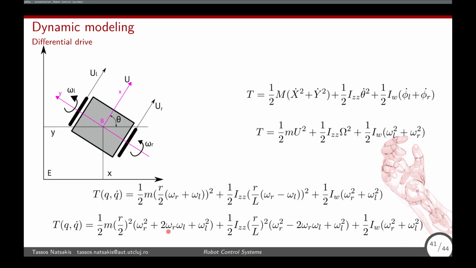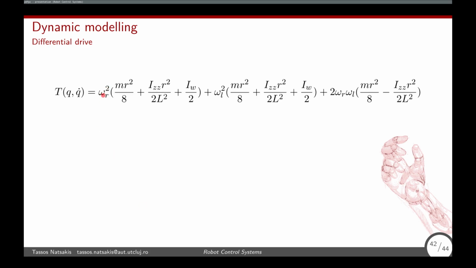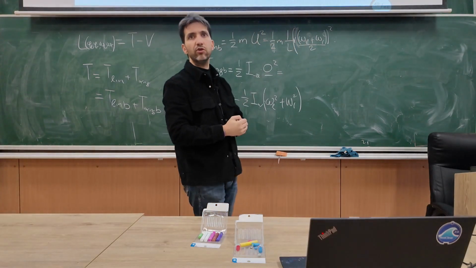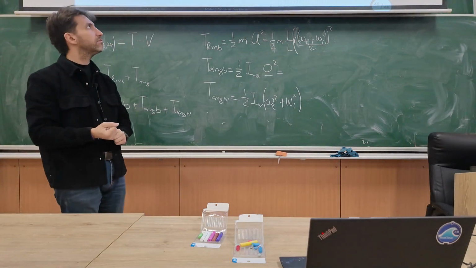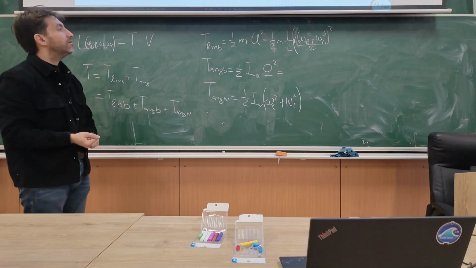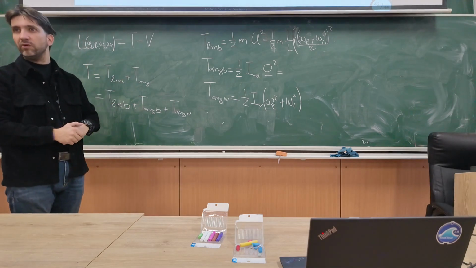And if I refactor and I factor out omega r square, omega l square, and 2 omega r omega l, I get it in this form. Okay, so this is the total kinetic energy of the system, considering what we consider.